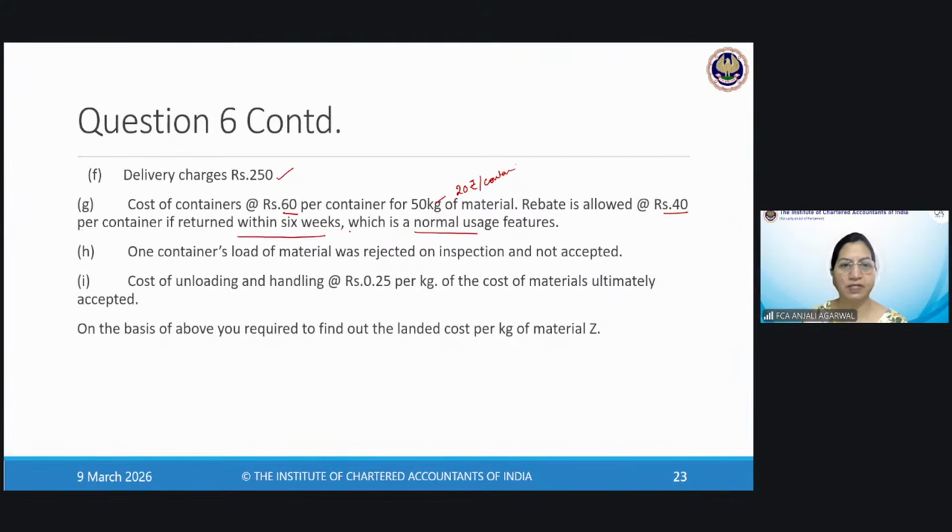So you return it within 6 weeks, you get 40 rupees back, and this is a usual feature. One container load is rejected, not accepted. So loading, unloading, handling will be only for those containers which are accepted. And find out the landed cost of material per kg.